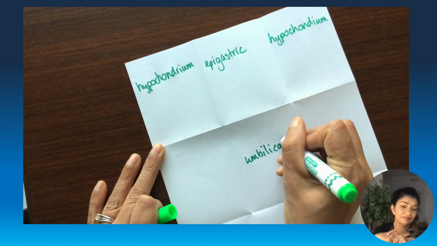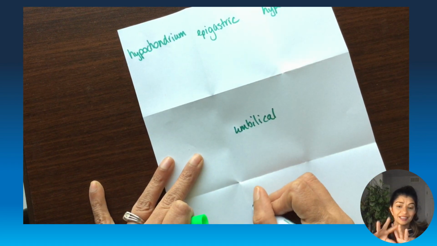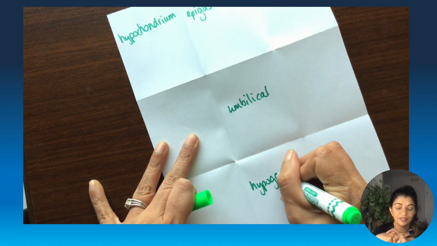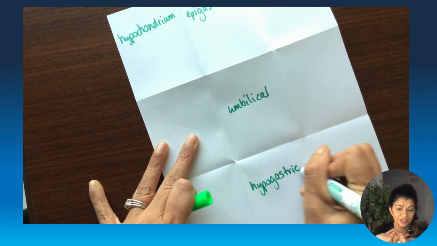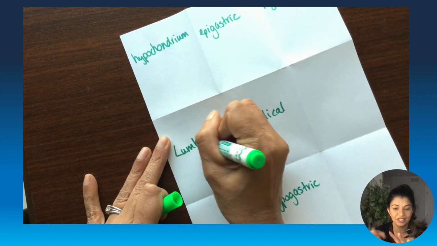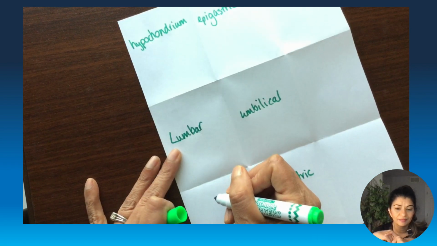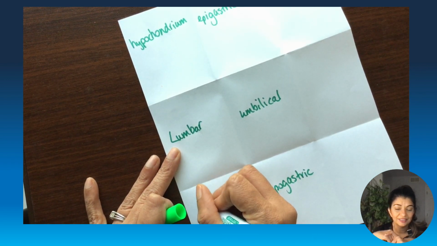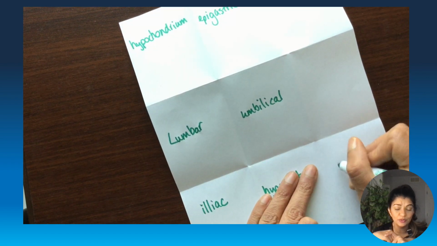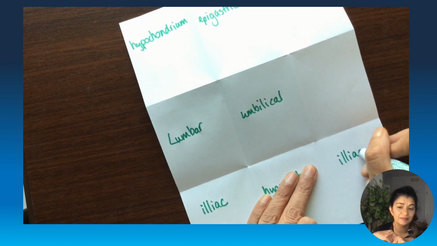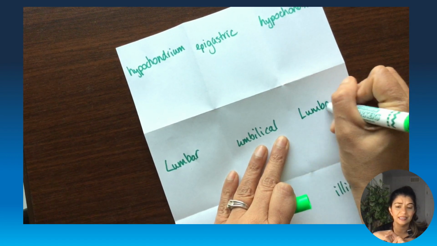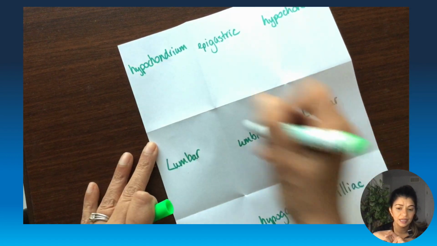And then, I always start with the umbilical. Actually, that's what I always start with. I don't know why I didn't do it here. And then you've got the hypogastric, which is under the stomach or digestive area. Lumbar, right? And iliac. And of course, the right side is a mirror image of the left. So once you know one side, it's fairly easy to figure out the rest.